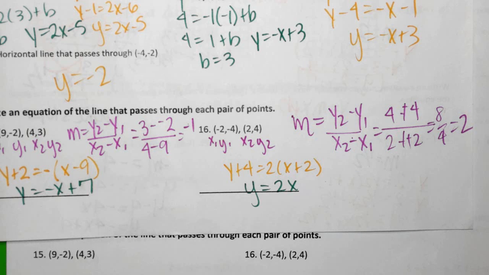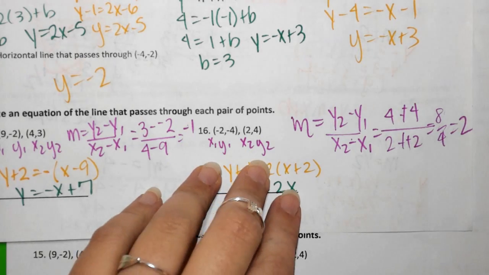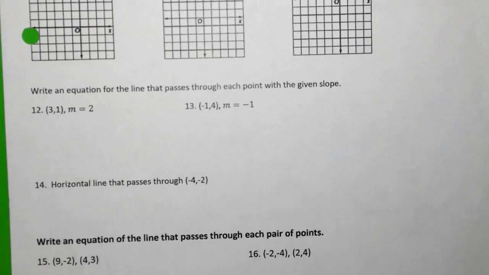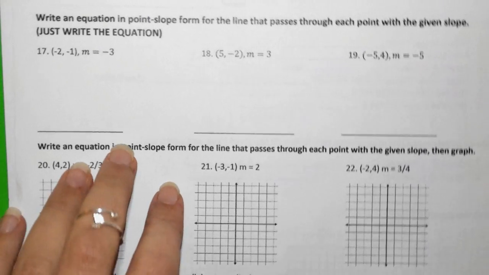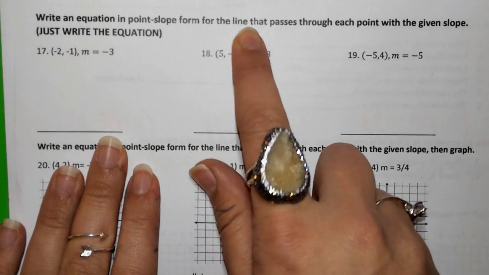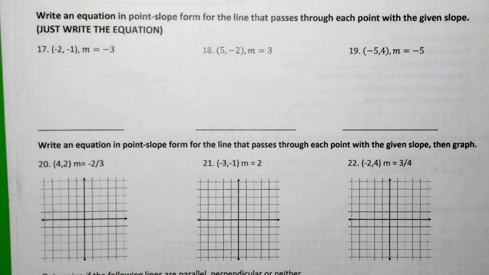Are we ready for the back? Alright, so this was, you didn't have to do this part last night, so we're going to do it together today. Is everybody ready? Alright, so 17 says to write an equation in point slope form for the line that passes through each point with a given slope. So first, somebody tell me what point slope form is.